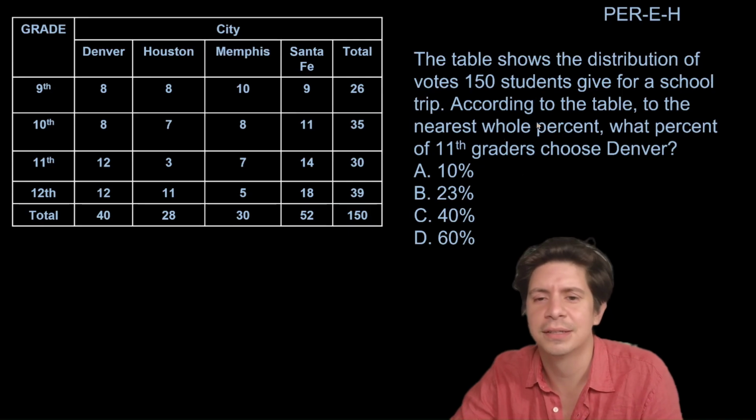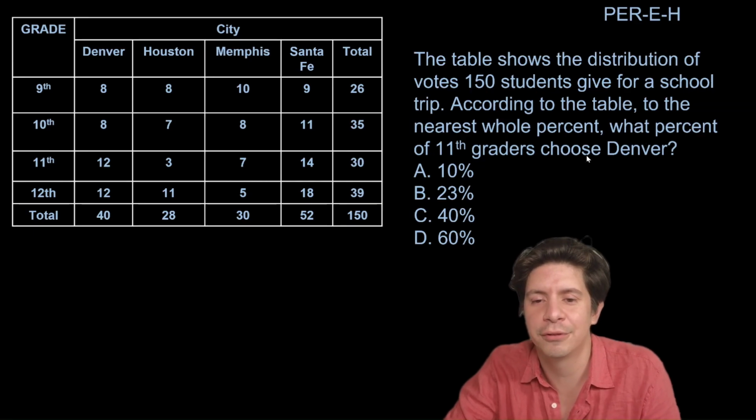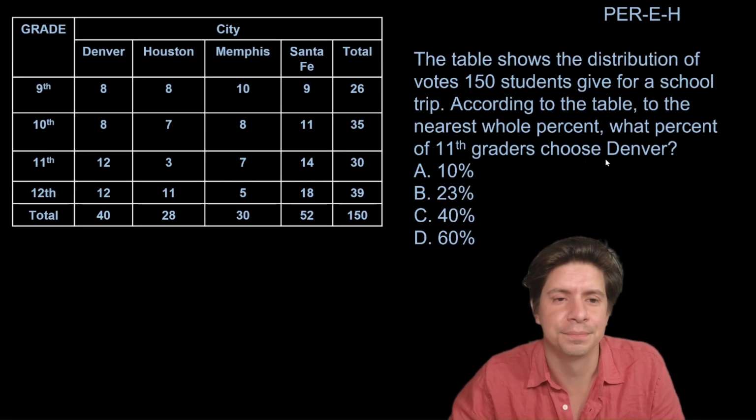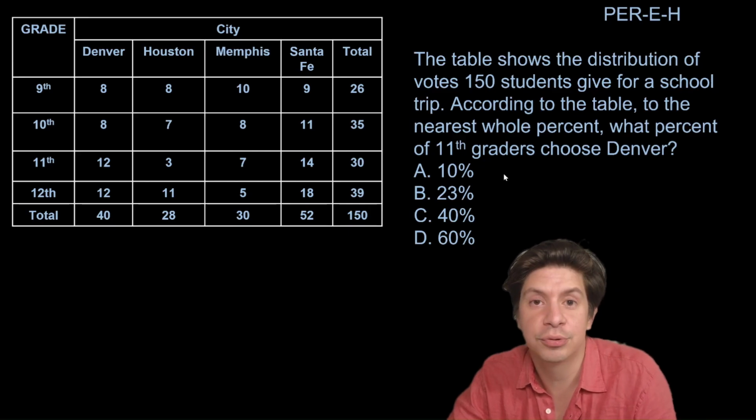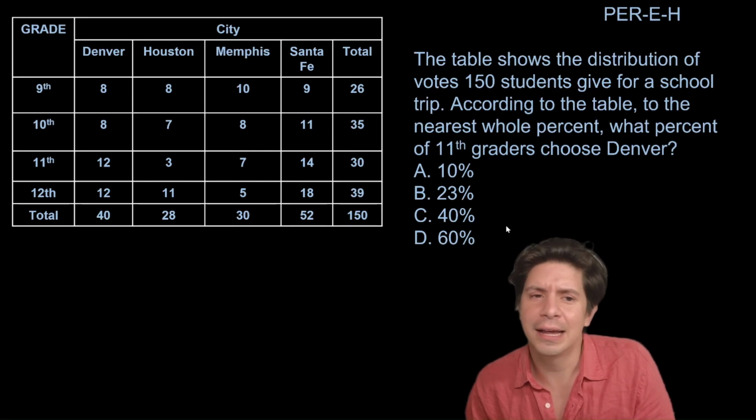The table shows the distribution of votes 150 students give for a school trip. According to the table, to the nearest whole percent, what percent of 11th graders choose Denver? A, 10%, B, 23%, C, 40%, or D, 60%? Try it out. Let me know what you get.